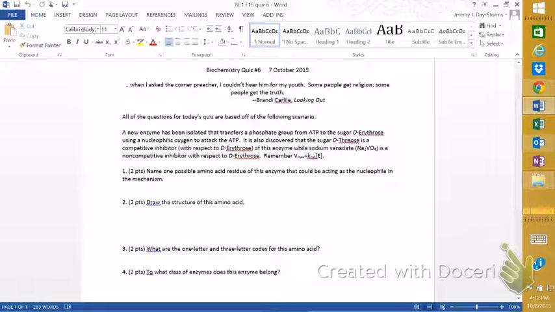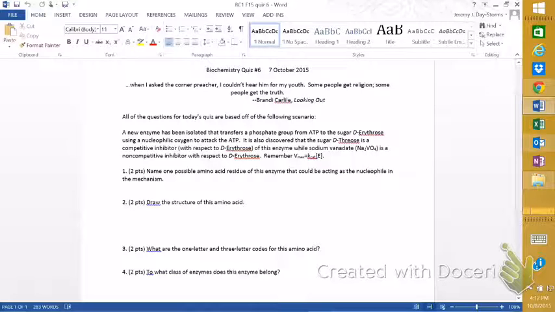On this quiz, all of the questions were based off of the following scenario that I gave you: a new enzyme had been isolated, and it transfers a phosphate group from ATP to the sugar D-erythrose, using nucleophilic oxygen to attack the ATP. It's also discovered that the sugar D-threose is a competitive inhibitor with respect to erythrose of this enzyme, while sodium vanadate is a non-competitive inhibitor with respect to erythrose. And I wanted to remind you that Vmax is equal to kcat times enzyme concentration.